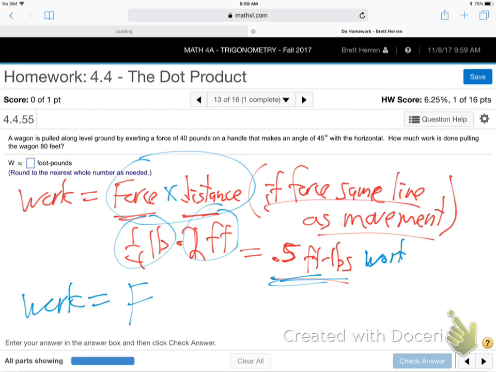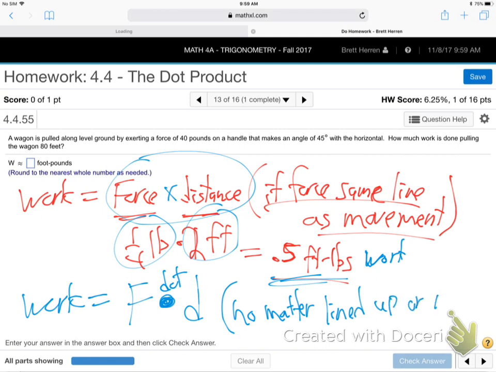You take the force vector, that's a vector, and you dot it. That's the dot product with the distance vector. And this works no matter whether it's lined up or not. So that's the one we really use, because the dot product takes care of the lining up or not lining up as the case may be and makes it all work out. I don't really have time to prove all that, but it does.